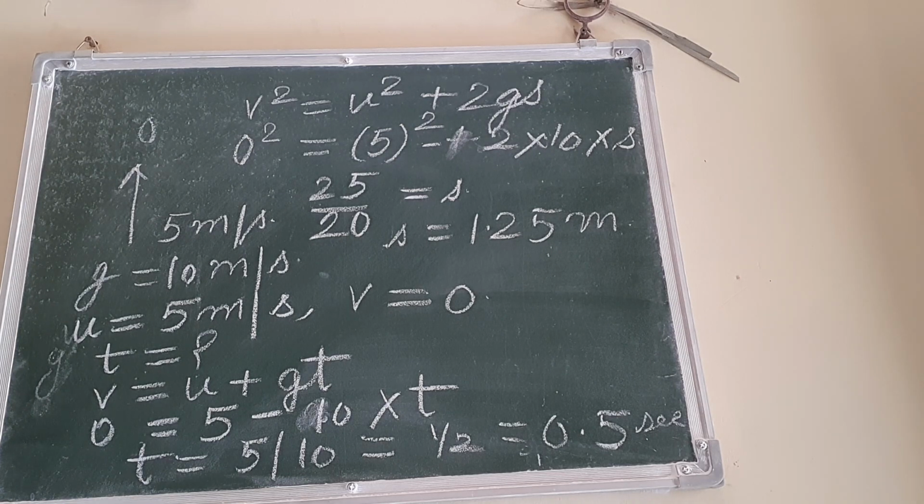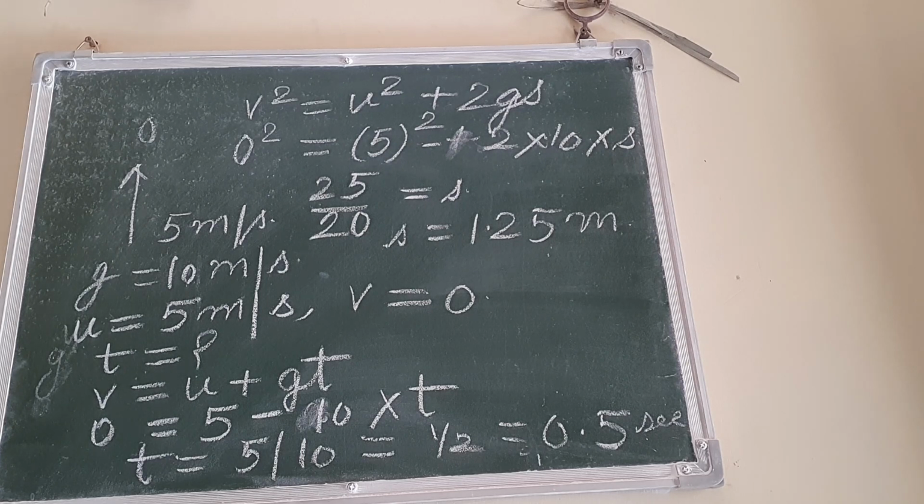A ball is thrown upward with an initial velocity of 5 meters per second and it reaches the maximum height. We have to find the maximum height. Also we have to find the time in which it reaches the maximum height.